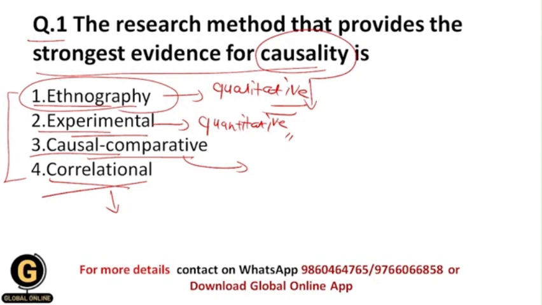Okay, and that's why the correct answer for this question is second, that is experimental research method. And that's why, students, in an experimental study, the researcher manipulates the independent variable and controls all other variables that could influence the outcome, and it allows for establishment of a cause and effect relationship between independent and dependent variables. So because of all these characteristic features of the experimental research method, it provides us the strongest evidence for causality.